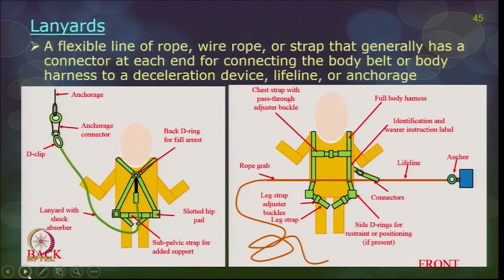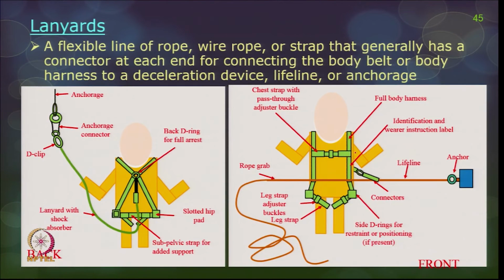So, what is a lanyard? It is a flexible line of rope, wire rope or strap that generally has a connector at one end for connecting the body belt or the body harness to your lifeline or anchorages. The parts are all given here.